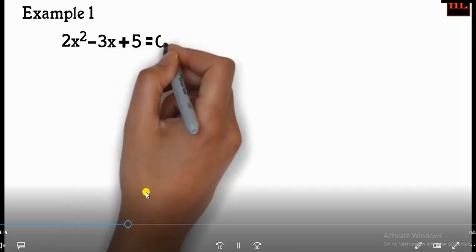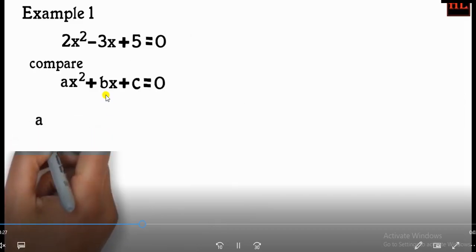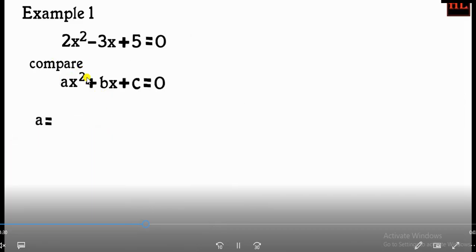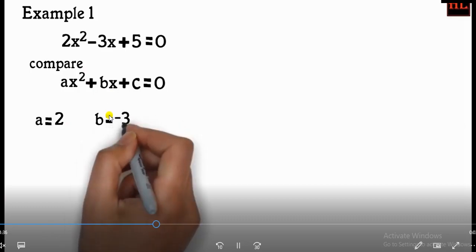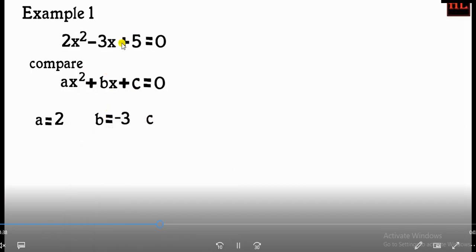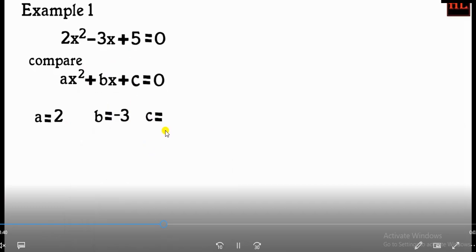Now let us see some examples here. First is 2x square minus 3x plus 5 equals 0. Here you have to find the nature of roots. So let us see how to find. Compare the equation with the standard equation, that is ax square plus bx plus c equals 0. So on comparing, we get a equals 2 and b equals minus 3 and c equals 5.